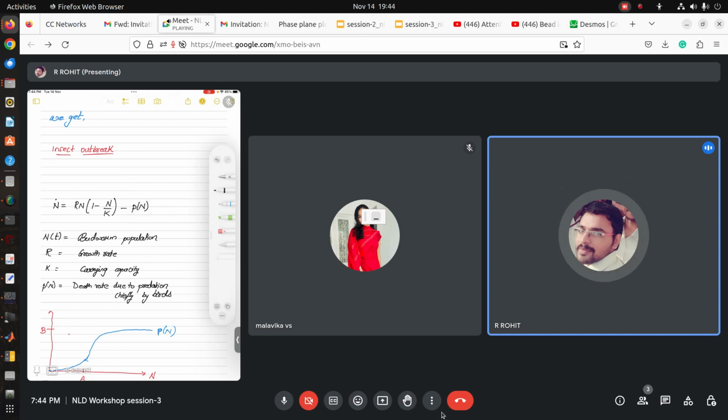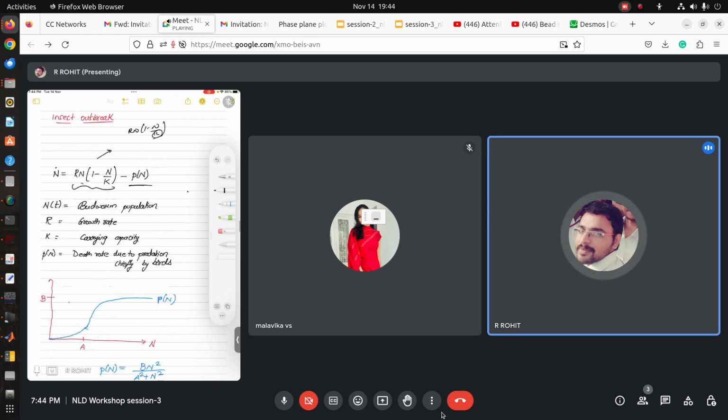He proposed a model wherein he used the population equation. This is the famous population equation which we discussed in the initial stage, which is nothing but r n into 1 minus n by k, where k is the carrying capacity of the population, r is the growth rate, and n is the population of the budworm. Additional to this, he added a term p of n, which represents the death rate due to predation, mostly by birds and other insects. He wanted to see how this predation affects the system.